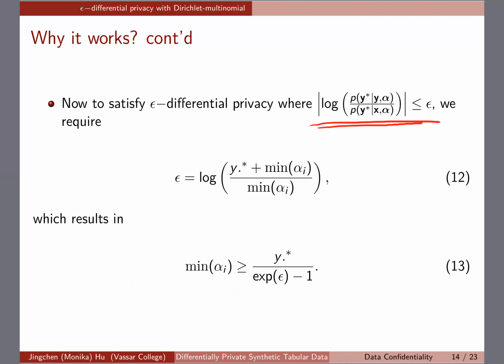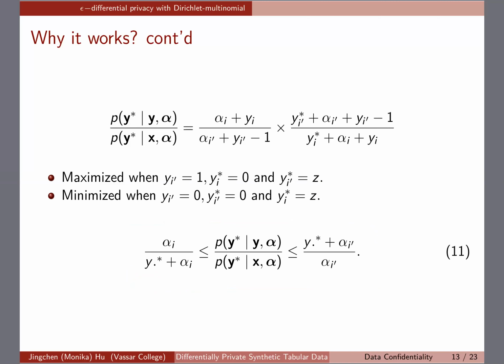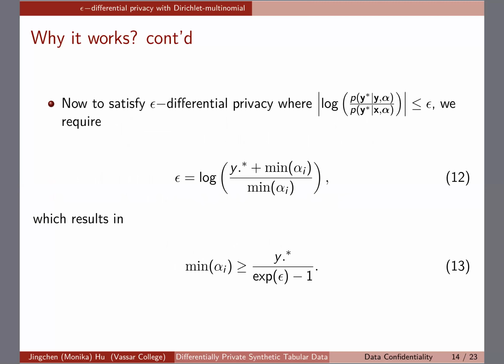Okay, so this again is the goal. We want to bound this above by epsilon. Okay, and we have shown you just from the previous slide that it is bounded below by the ratio of alpha i and alpha i plus y star, y dot star, and then bounded above by alpha i prime plus y star, y dot star divided by alpha i star. So we are able to show that in the end, the minimum of alpha i needs to satisfy this requirement. And that's what the highlighted red I showed you earlier.